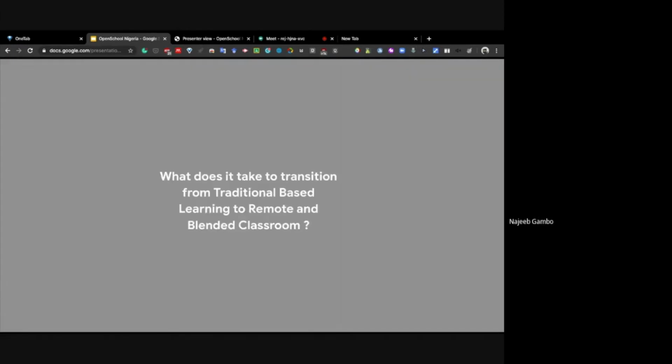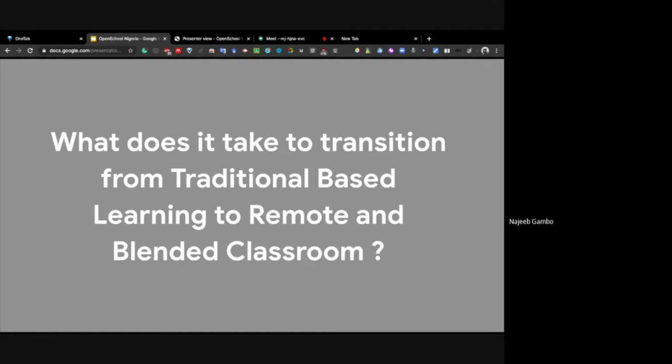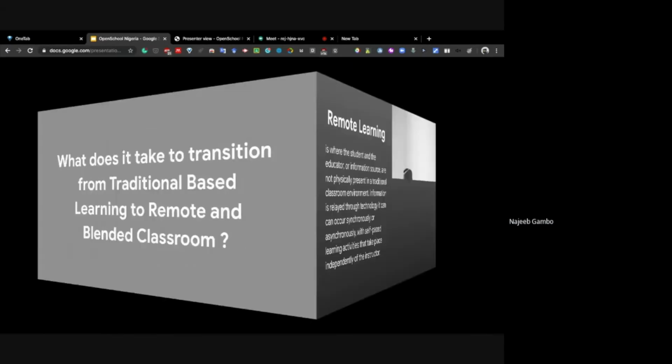Throughout the presentation, we'll be looking at this question. In other words, this presentation is guided by this research question: What does it take to transition from traditional based learning to remote and blended classroom? That is the question we are interested in answering throughout this presentation.